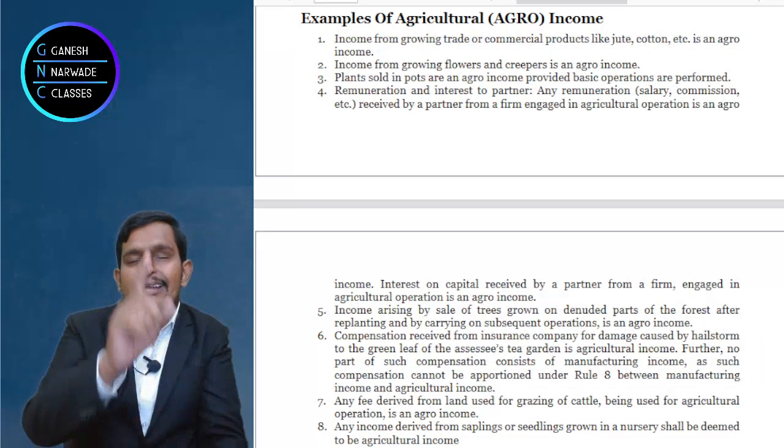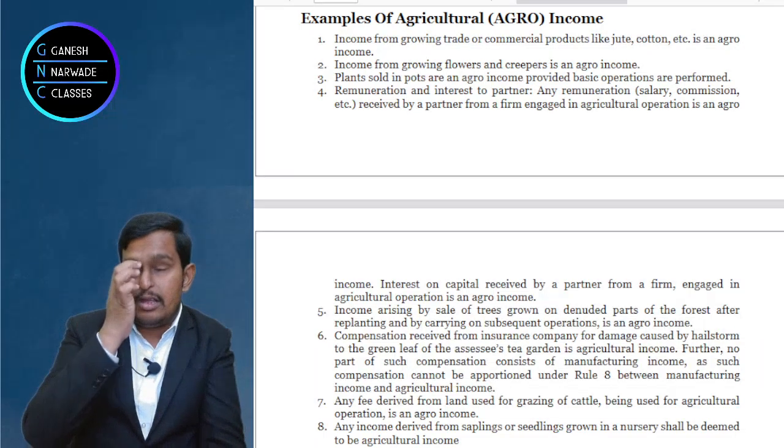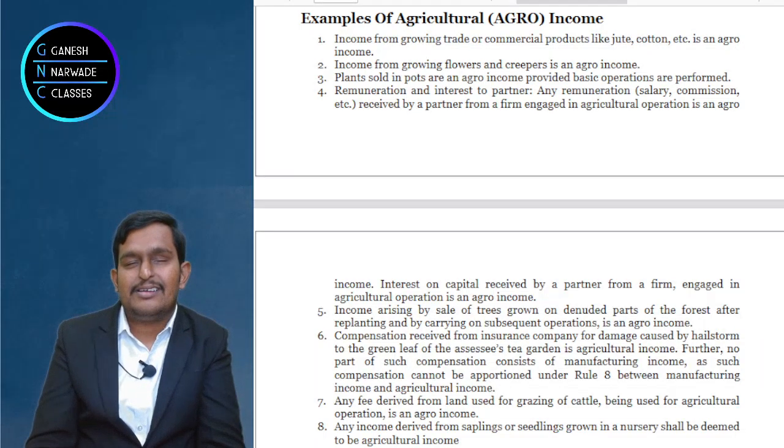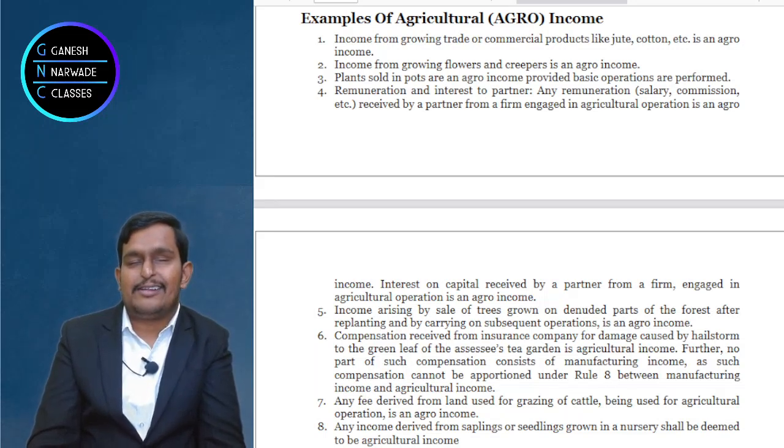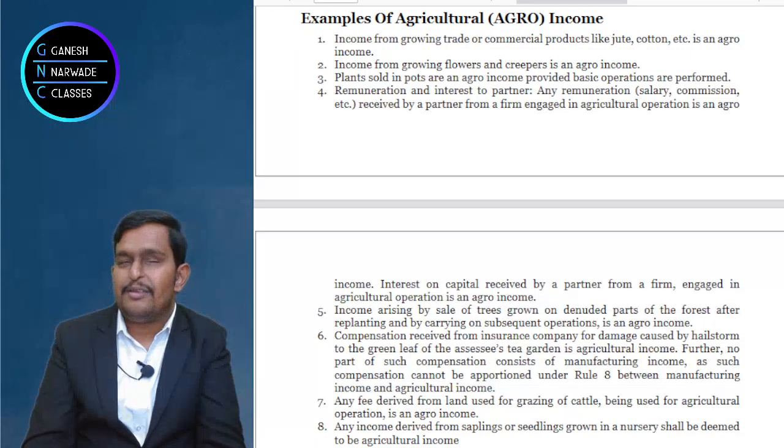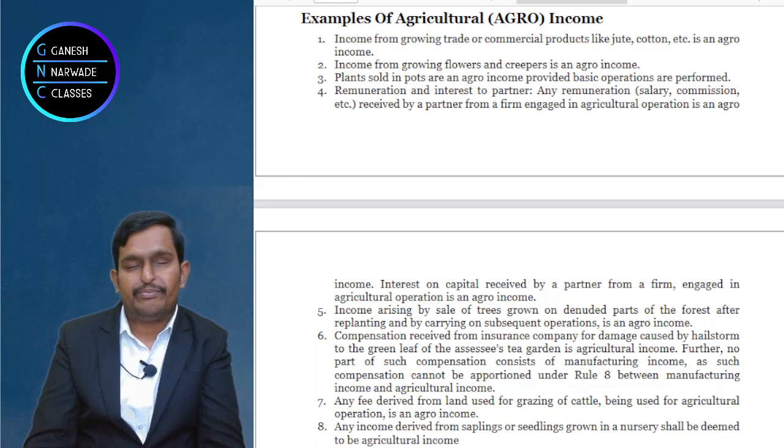Now the same doesn't apply to a company, I'll tell later on, but as of now remember that the remuneration received by partners, whether it is salary, commission, bonus or interest on capital, everything, if it is a firm engaged in agriculture, the partner's income as such is also agricultural income.